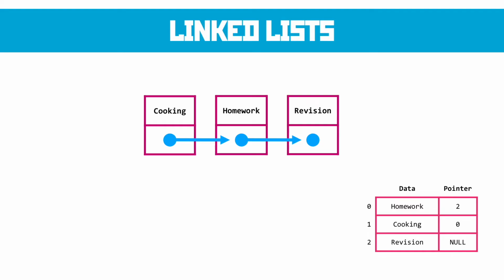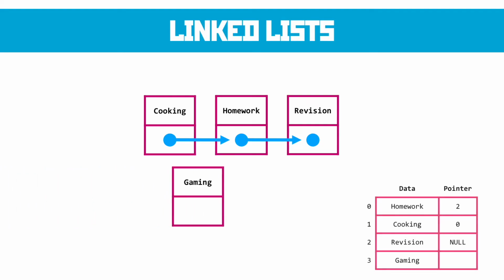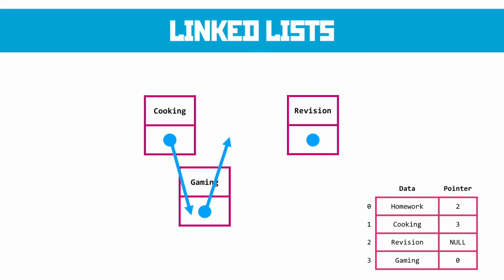If we want to add an item to the list, like gaming, it would go at the bottom of the array, and all we need to do is adjust the pointers. We'd need to point cooking at gaming, and we do that, and then we need to point gaming at homework. And we do that simply by changing the pointers in the table. Now, if we want to remove an item like homework, what we need to do is remove all pointers to it. So you'll see that gaming points to homework.